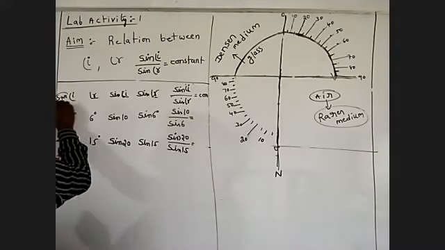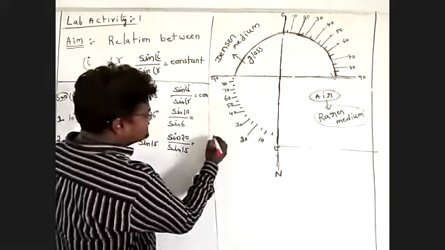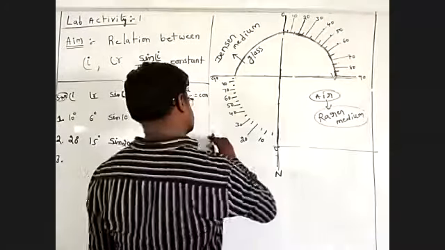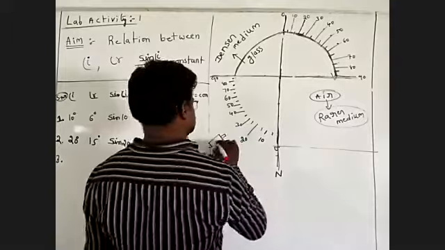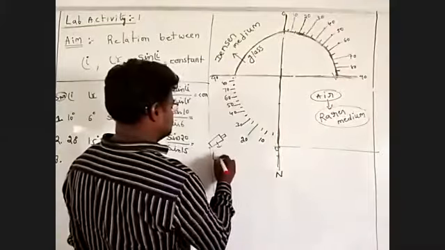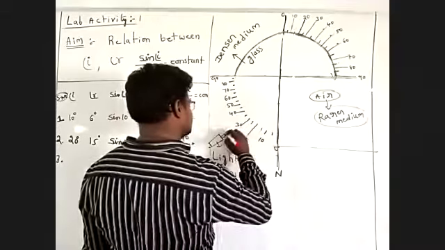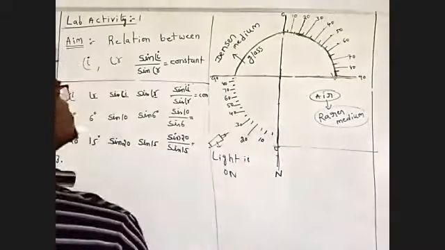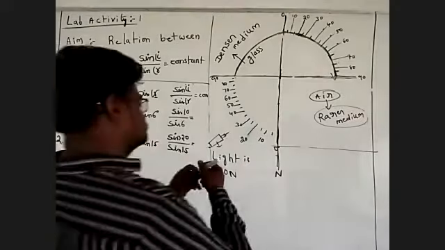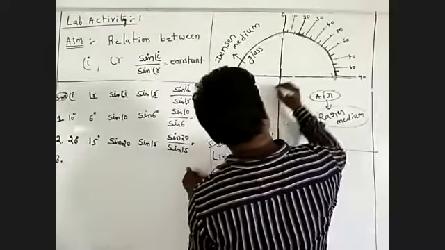Next, the light ray passes 30 degrees. So light is placed here, in this direction. Light is on, which means the light ray is traveling in this direction.